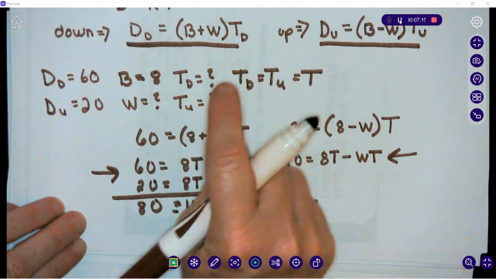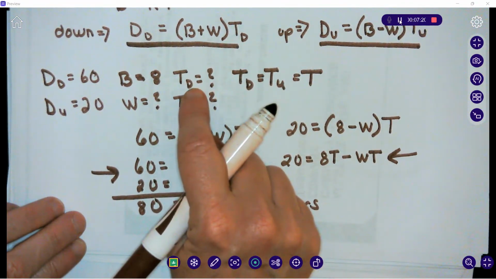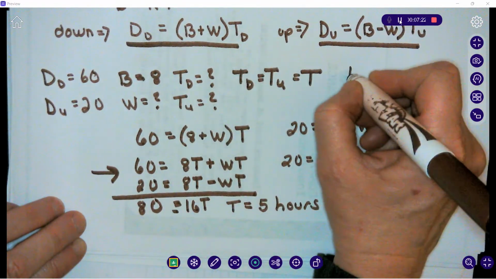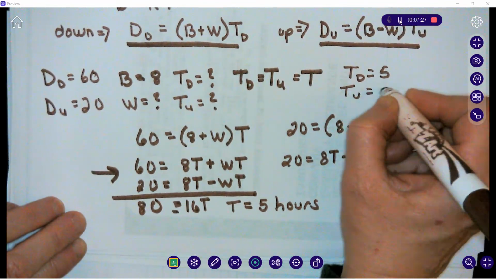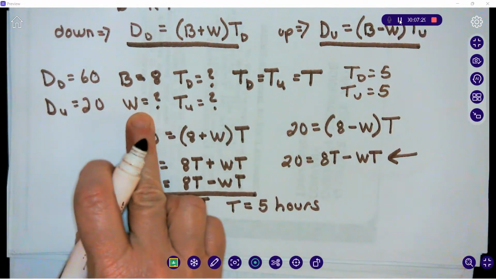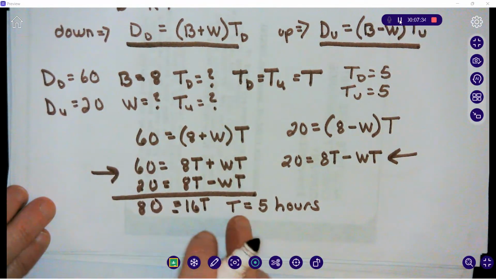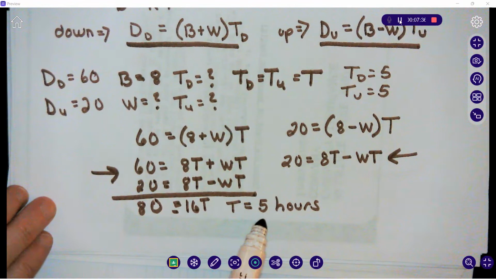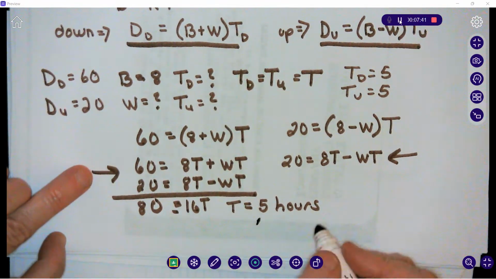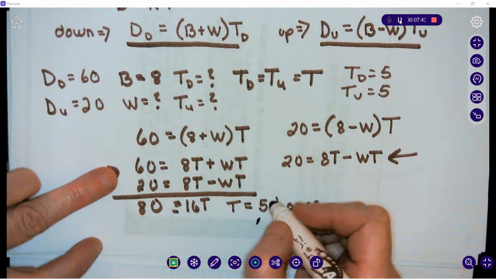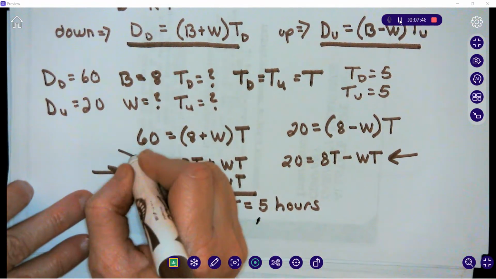So we figured out one of our variables, or actually two, because the times were the same. So we know that the time downstream equals 5 hours, and the time upstream equals 5 hours. So the only thing we have left to solve is w. So we're going to put this 5 back in for one of our equations. So let's put it in for this one. We're going to substitute, we're going to put 5 in for t in this equation right here.